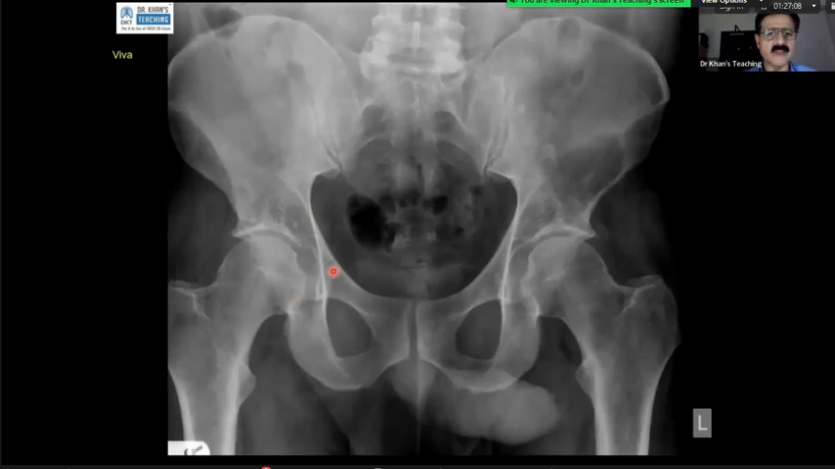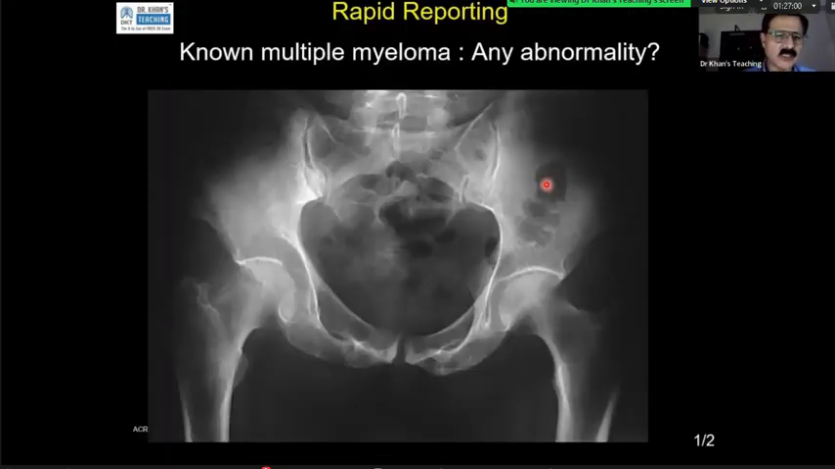Yes, please. Left, very nice. So there is a lytic lesion here. There is a lytic lesion here. Well done. Okay, in the chat, normal or abnormal?